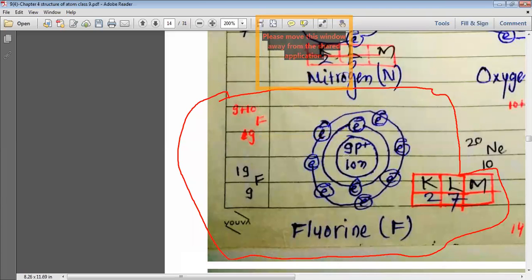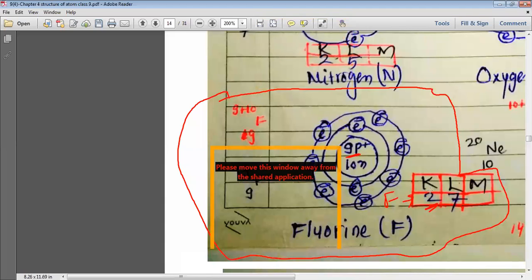In the fluorine atom, you have 9 protons and 9 electrons revolving around the nucleus. Out of those 9 electrons, you can see that 2 electrons are there in the K shell. These are the 2 electrons available in the K shell.